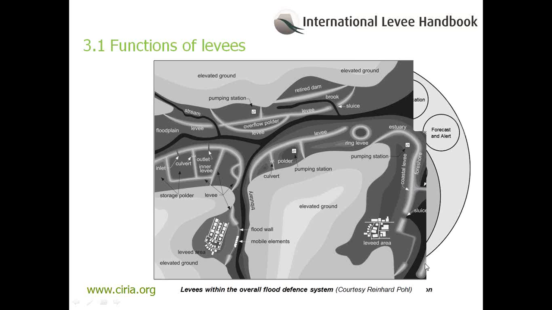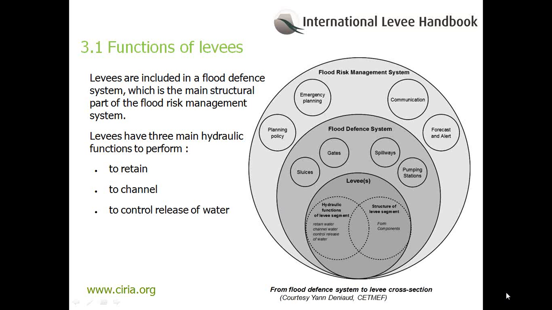Levees are included in the flood defense system, which is the main structural part of the overall flood risk management system. They have 3 main hydraulic functions to perform: to retain, to channel, or to control the release of water. As you can see from the diagram on the right, the flood defense system is part of the overall flood risk management system that must include other elements such as planning policy, emergency planning, communication, and forecast and alert in order to be complete and to perform well.